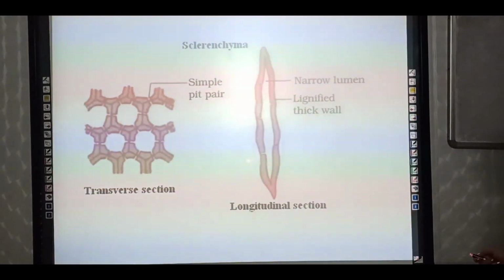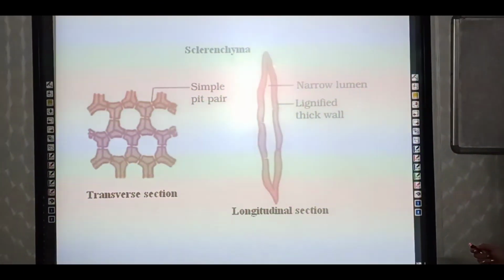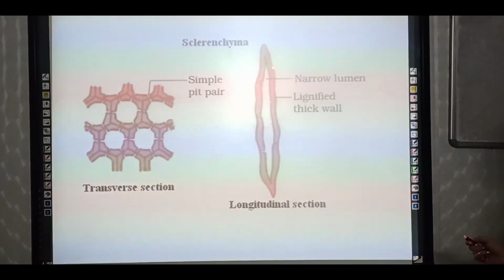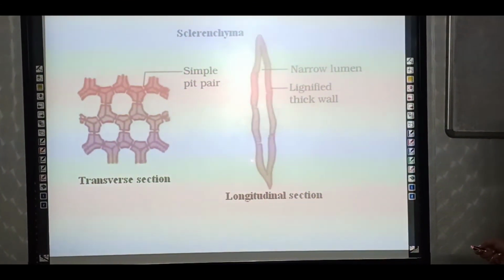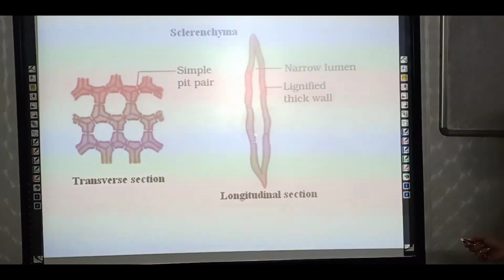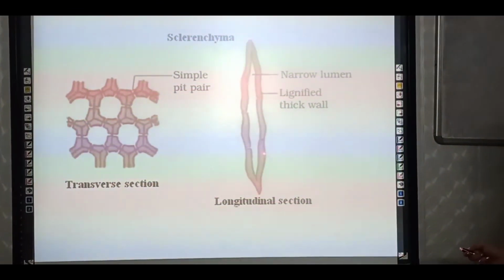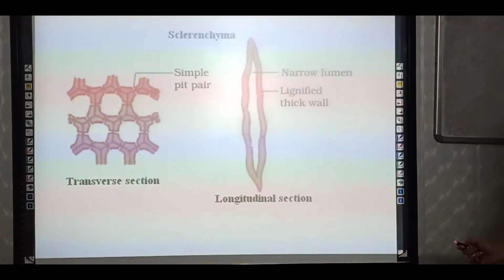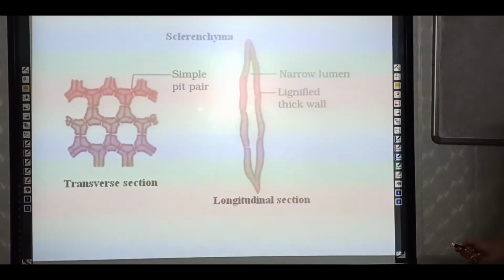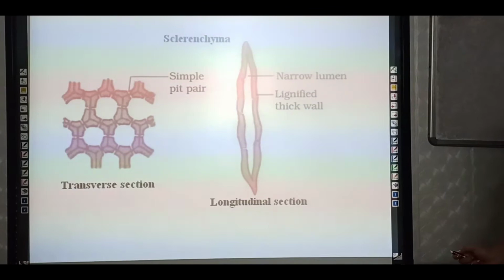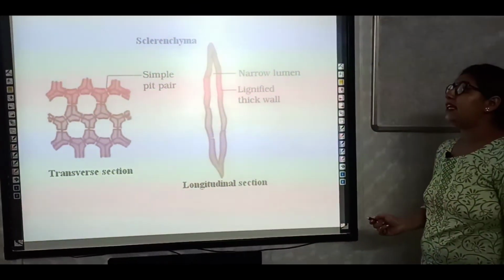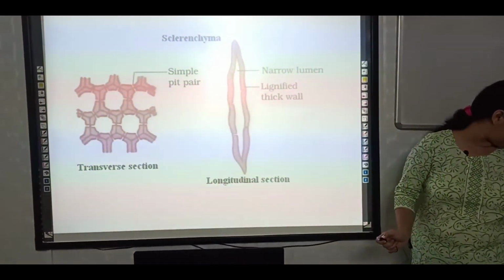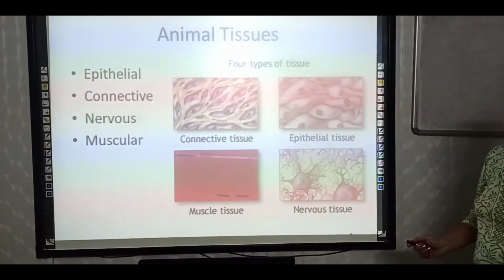As I told you, these are dead cells, so they don't perform any function, and they have an average length of 1 to 8 centimeters. They are also known as fibers. Today we have learned the three different types of permanent tissue, simple permanent tissue, that is the parenchyma, collenchyma and the sclerenchyma. The second type of tissue that we have to study is the animal tissues.